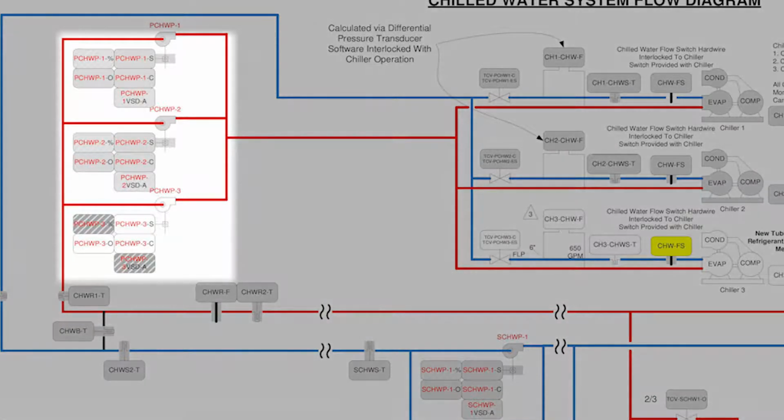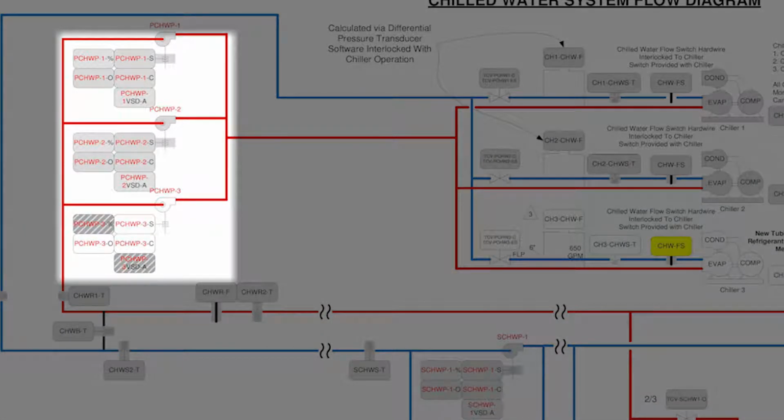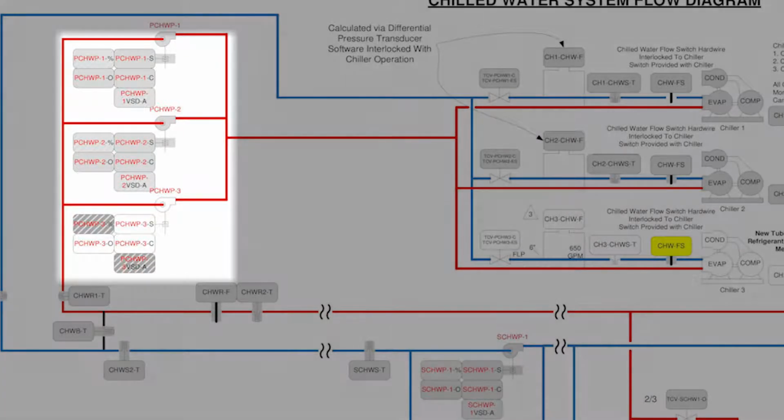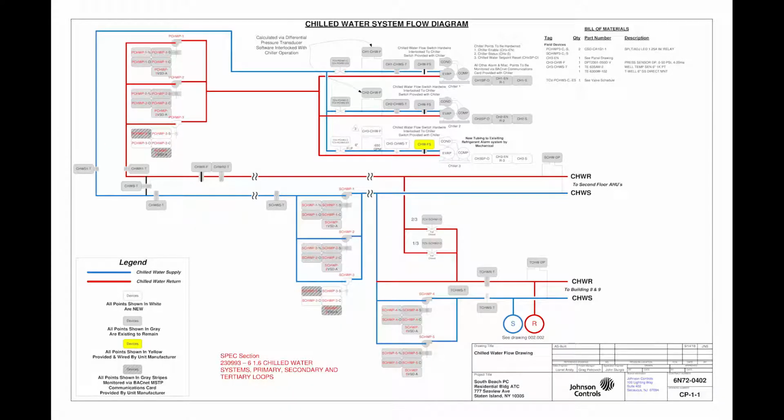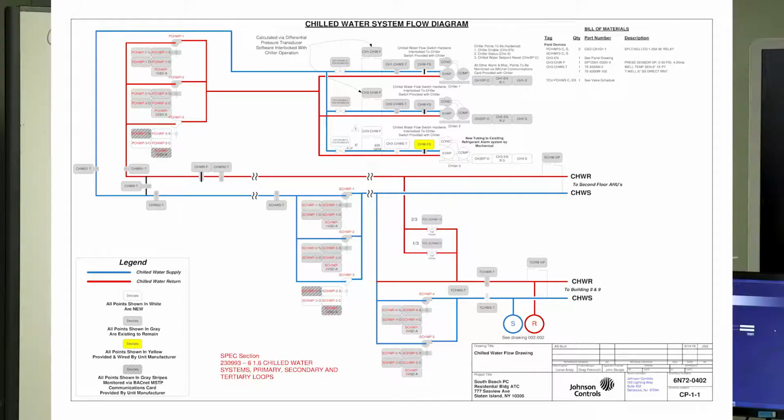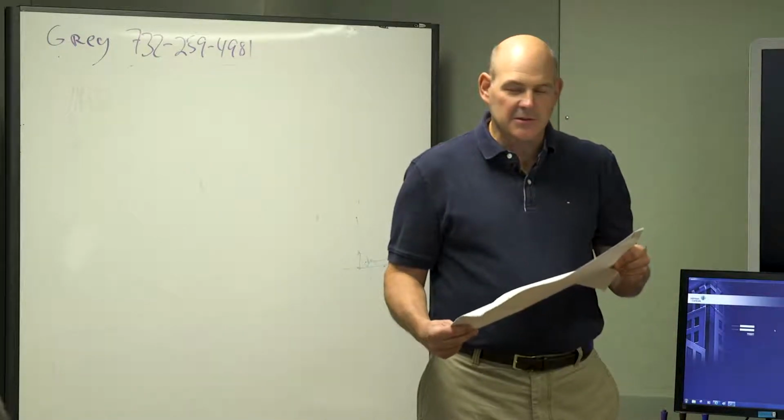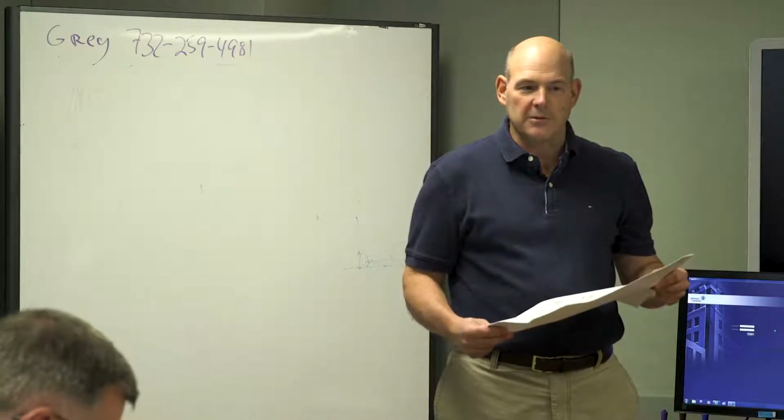So when you see PCHWP, that's primary chilled water pump. So primary chilled water pump 1 and 2 were existing, and we added number 3. And when you look at the white boxes, that's hardwired. When you look at the gray box on PCHWP number 3, the new pump, that's software. So the 2 gray parts are software, and the 3 white boxes would resemble hardwired points.